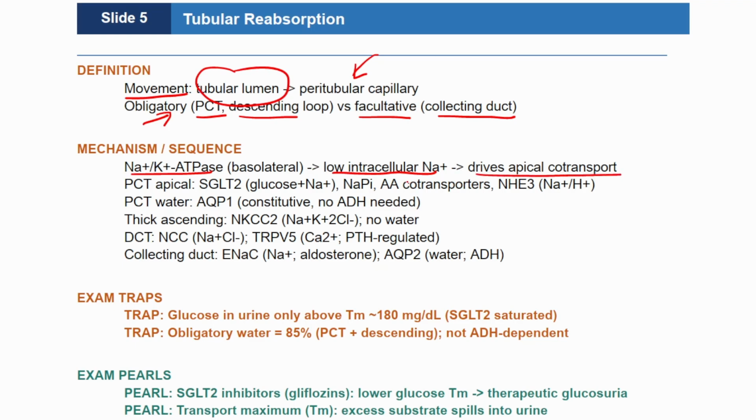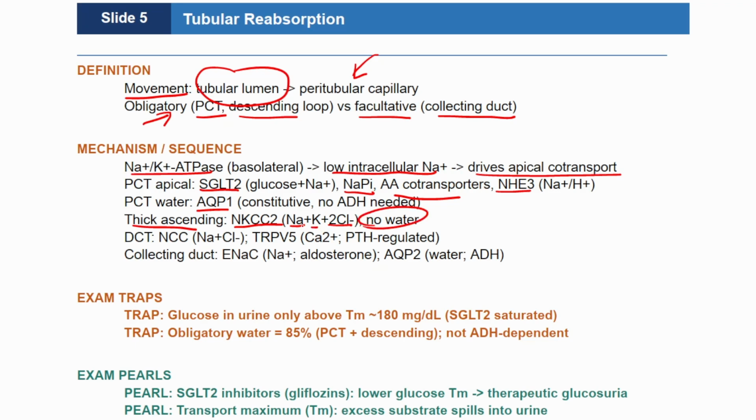The entire system is powered by the sodium-potassium ATPase pump, which maintains low intracellular sodium to drive secondary active apical cotransporters. Looking at the precise regional breakdown, the PCT apical membrane utilizes SGLT2 for glucose, NaPi for phosphate, specialized amino acid cotransporters, and NHE3 for sodium-hydrogen exchange, alongside the constitutive aquaporin 1 water channel. The thick ascending limb utilizes the NKCC2 cotransporter to pump out sodium, potassium, and chloride without any water movement.